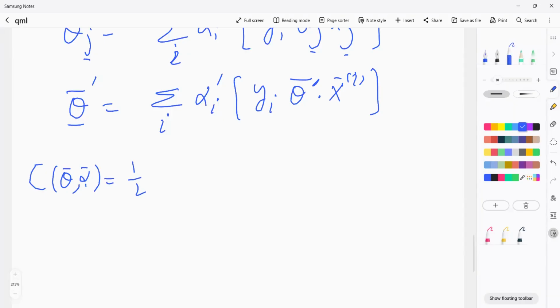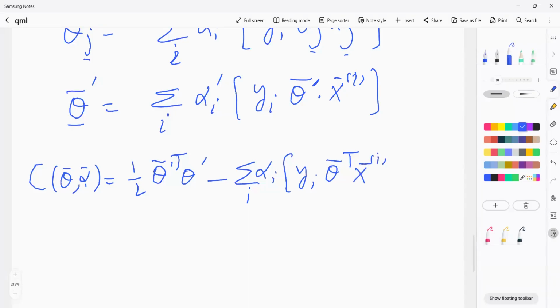Let me just write it again actually. So there was theta square. That theta square can be written as theta transpose into theta, because that's how we can get theta square. And then minus the sum of alpha i yi theta dot x, and the theta dot x can simply be written as theta transpose into xi minus 1. So now let's substitute this theta in here. Actually, theta will simply go away because we are just putting this theta here.